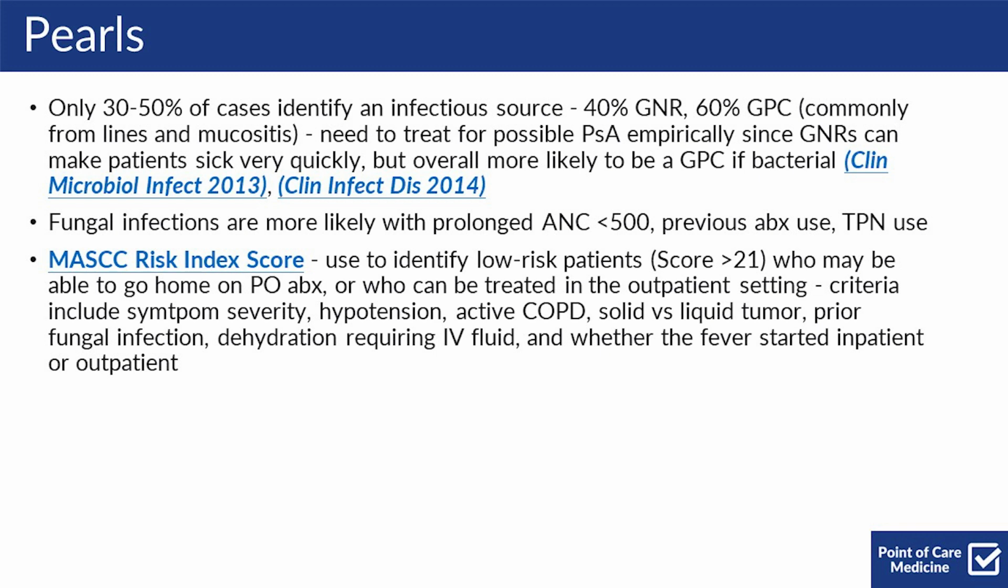When you're talking about the MASCC risk index score, you can use this to identify low-risk patients. And this is somebody who's going to have a score over 21. And they might be patients that are able to go home on PO antibiotics or can be treated in the outpatient setting. And this is based on symptom severity, hypotension, active COPD, a solid versus liquid tumor, prior fungal infections, dehydration requiring IV fluid, and whether or not the fever started inpatient or outpatient.